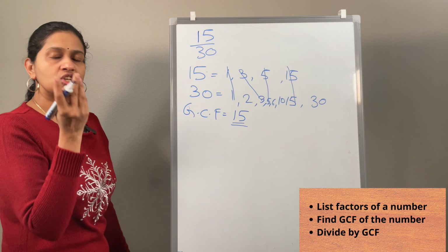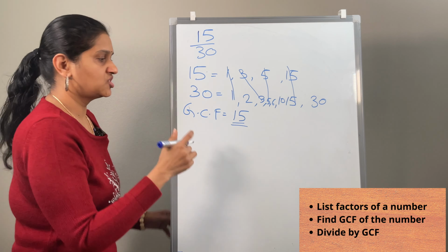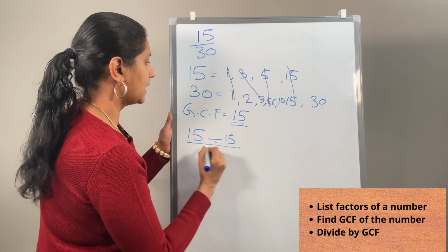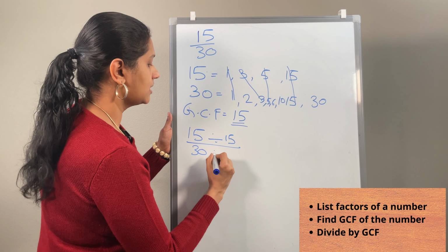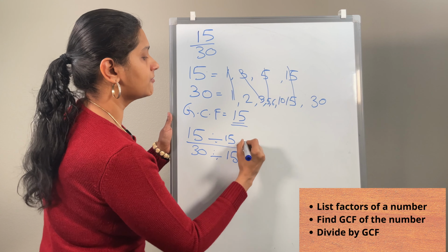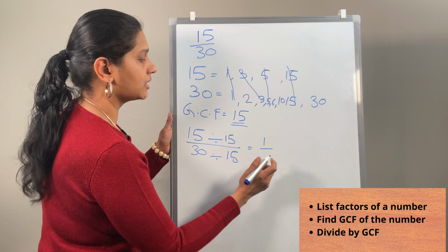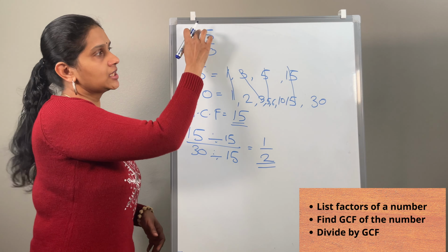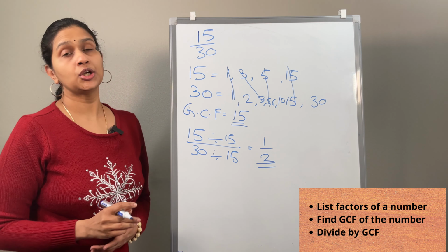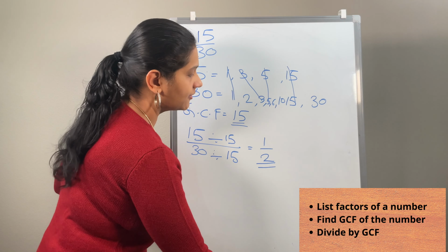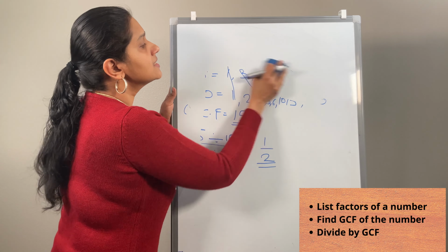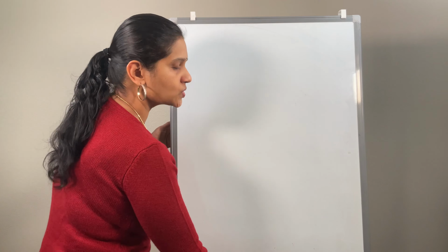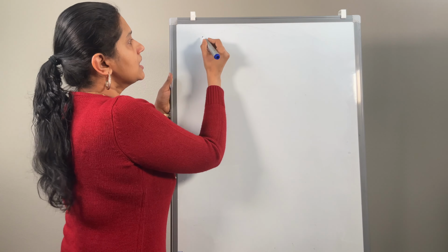Now third point, you have to divide this number by that GCF. So 15 divided by 15, and 30 divided by 15. So what is 15 divided by 15? 1. 30 divided by 15? 2. So what is the simplified form of 15 by 30? 1 by 2. So this is one way you can do the simplification of fraction. There is one more way. I will show you some examples with that also.